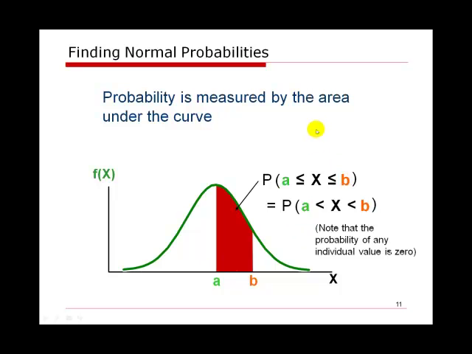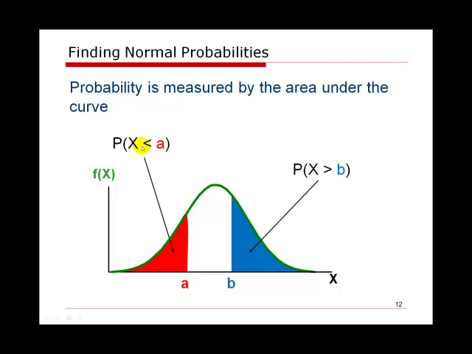Well, this is one way to define the normal probability, which is we define a range from a to b. What is the probability that the value is between a and b? Other ways could be what is the probability that x is smaller than a, or what is the probability that x is greater than b. These are two other ways to define the range, because smaller than a actually means from negative infinity all the way up to a, and greater than b means from b all the way up to positive infinity.